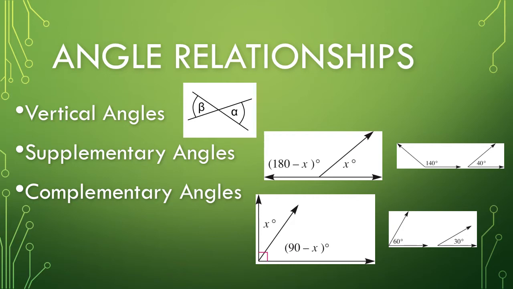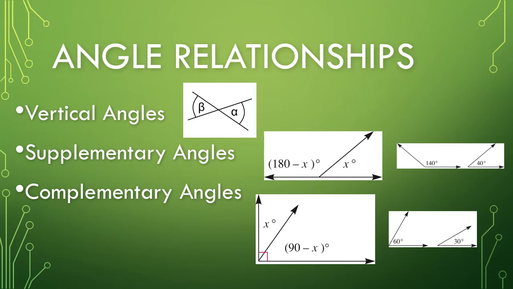Then we get into some subset concepts like supplementary angles. A supplementary angle is when you have a set of angles whose sum equals 180 degrees. And so therefore you have a diagram here where you have 140 and 40 degrees. The sum of those two angles is 180 degrees, so therefore they are supplementary.